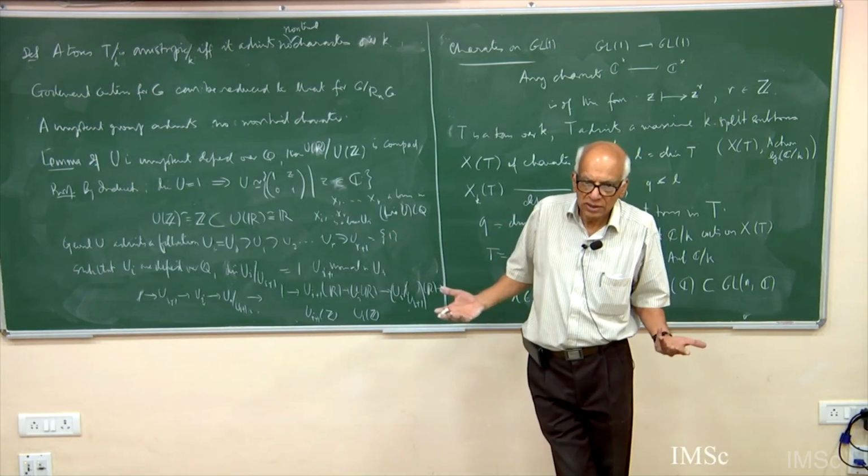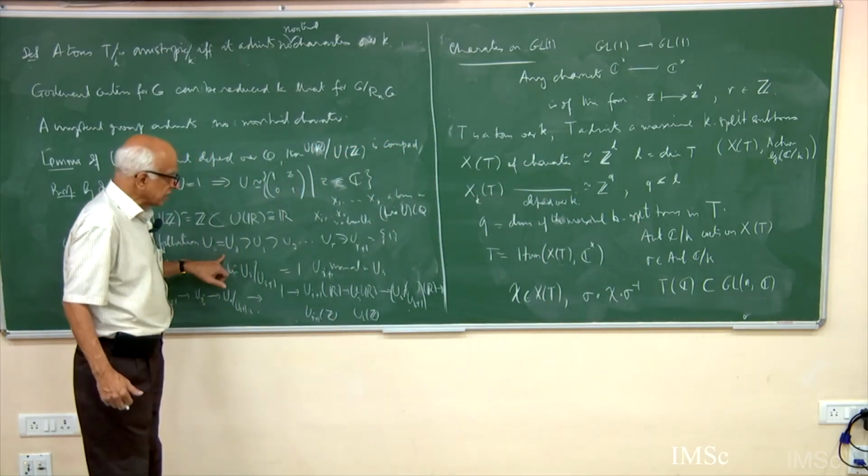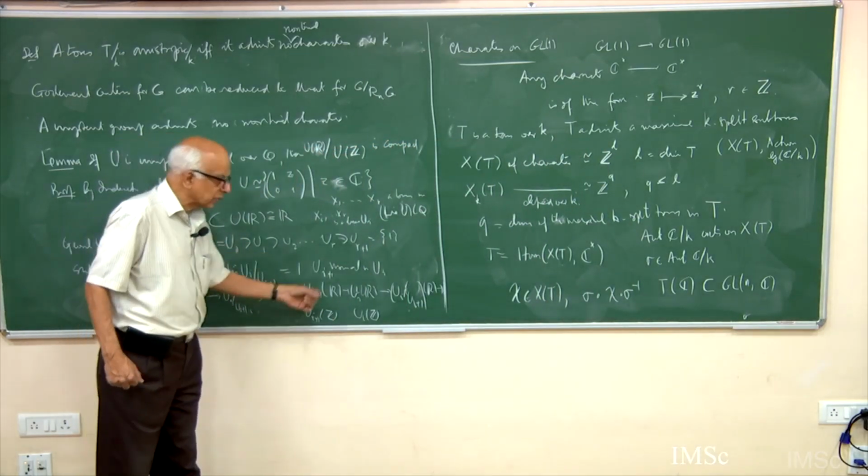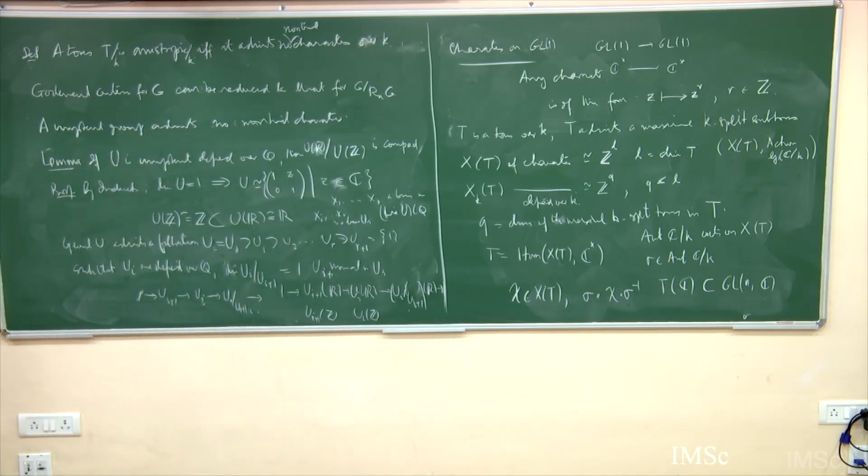Any element of U_0 can be written as a product exp(t1 x1) times exp(t2 x2), etc. This is the property of unipotent groups. Any element in the group can be written as exponential of t1 x1 times exponential of t2 x2, etc., exponential of tr xr. Use that fact and then it becomes clear, it becomes surjective.